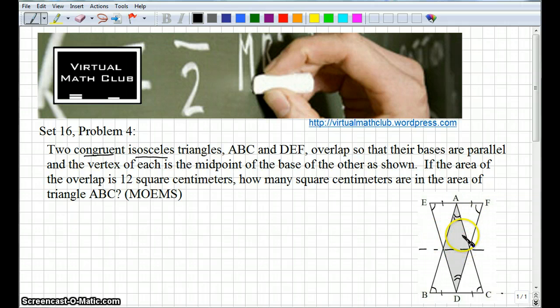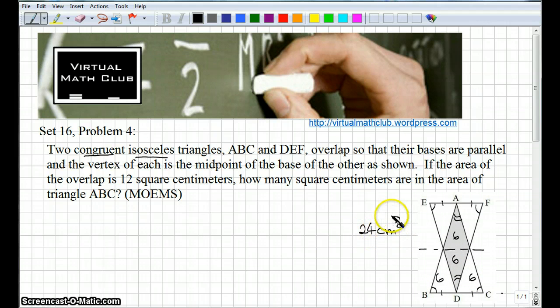And so if that's the case, and this whole shaded region is 12, then this has to be 6, and this has to be 6. And if all of these smaller triangles are congruent, then this would have to be 6, and this would have to be 6. And we're asked to find the area of ABC, so it looks like we have 6 plus 6 plus 6 plus 6, which is 4 times 6, so that's 24 square centimeters.